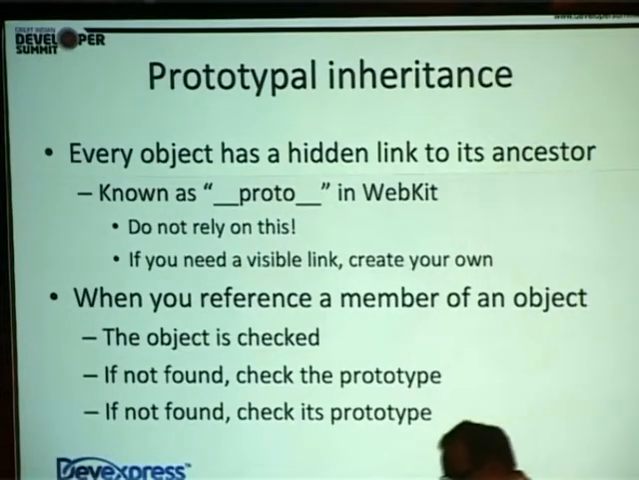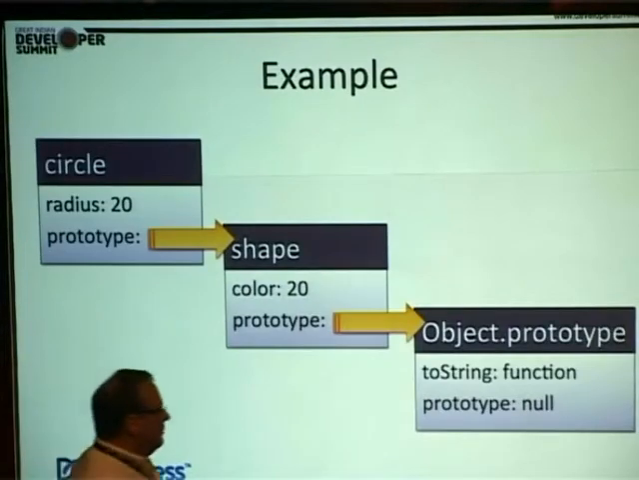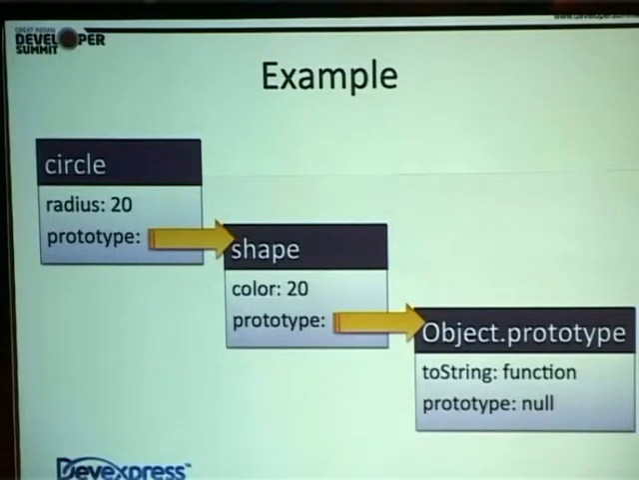Now, when you reference an object member, what actually happens is the first thing the interpreter does is look at the object you have. Let's say I'm looking at the radius property. The interpreter says, oh, I've got a circle. I'm going to see whether it has a radius property. Yes, it does, and it stops.